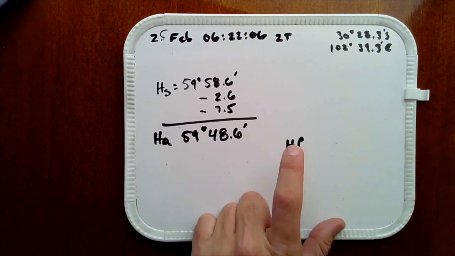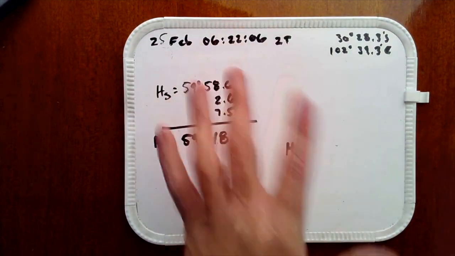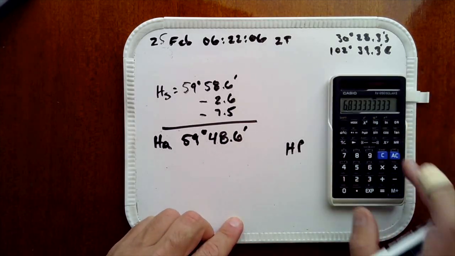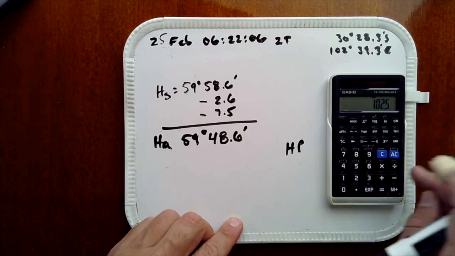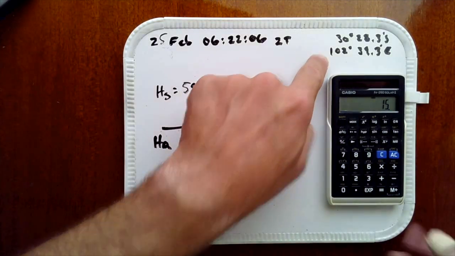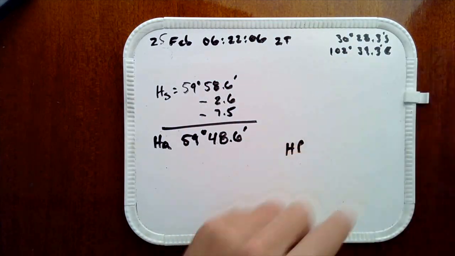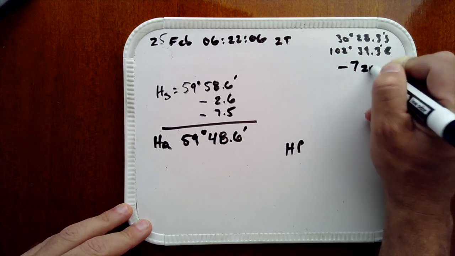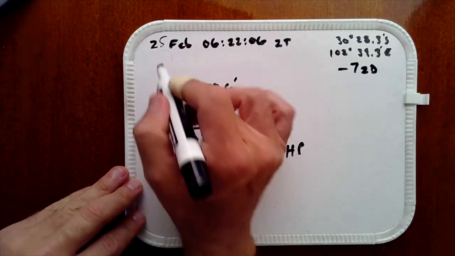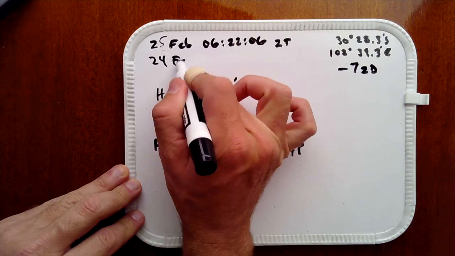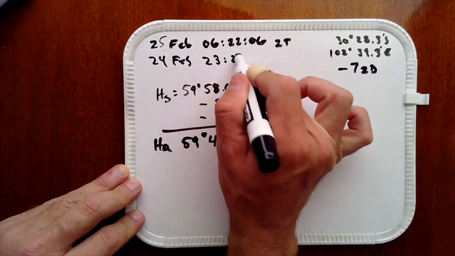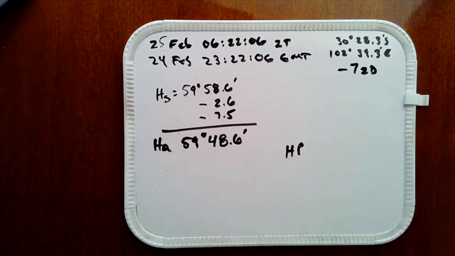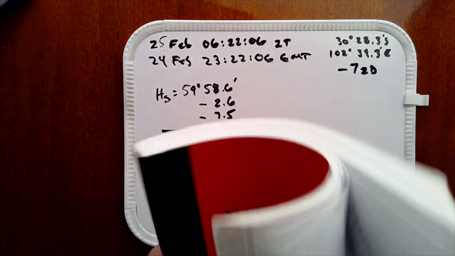Now the deal with the moon is we need to apply horizontal parallax, don't forget, and that comes from the Nautical Almanac. So in order to do that, we kind of need our GMT, which I usually save for step 2. However, our longitude is 102 degrees 39.3 east, so roughly 102.5 divided by 15 gives us a time zone of 7 east of Greenwich, so a zone descriptor of minus 7. So that actually puts us back on the 24th of February at 23:22:06 GMT.